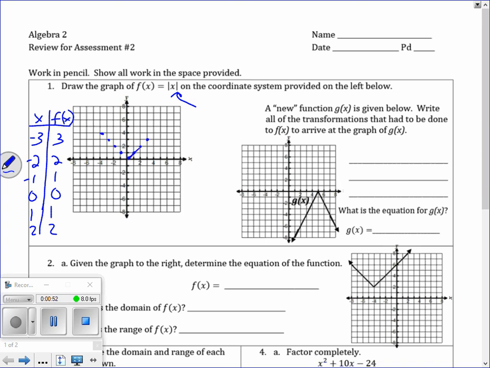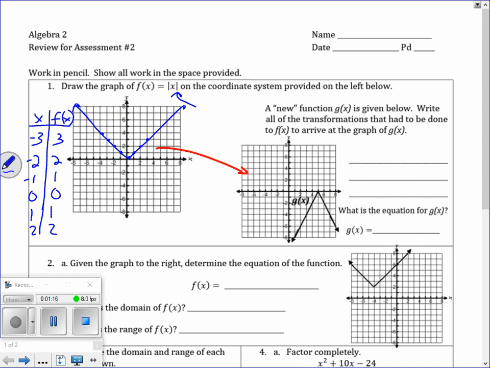So this is our parent function for the whole chapter here. The absolute value function always looks like a V. It can get skinnier, it can get wider, it can move left, right, up, and down. So we're about to do that in the next problem. A new function is given below. Write all of the transformations that had to be done to f of x to arrive at g of x. So I want to know, how did I go from here to here?